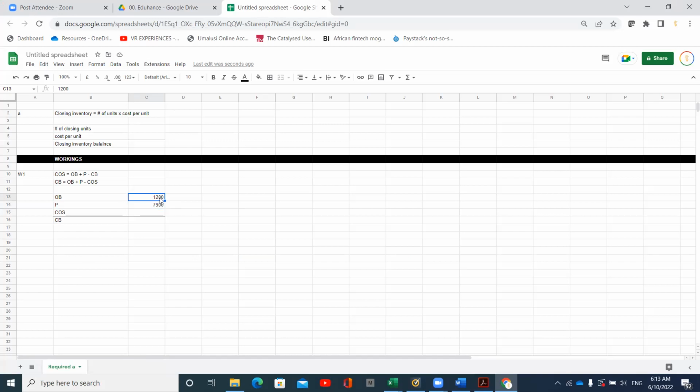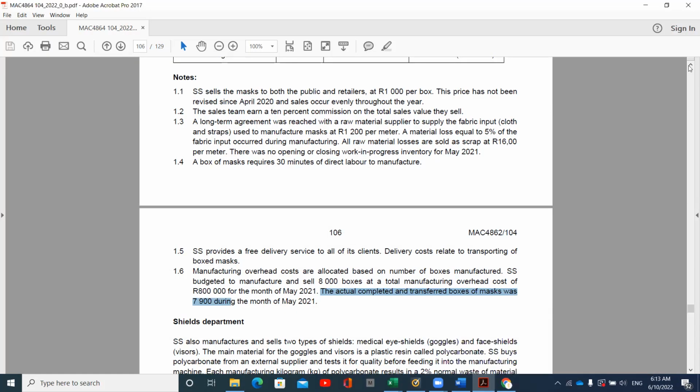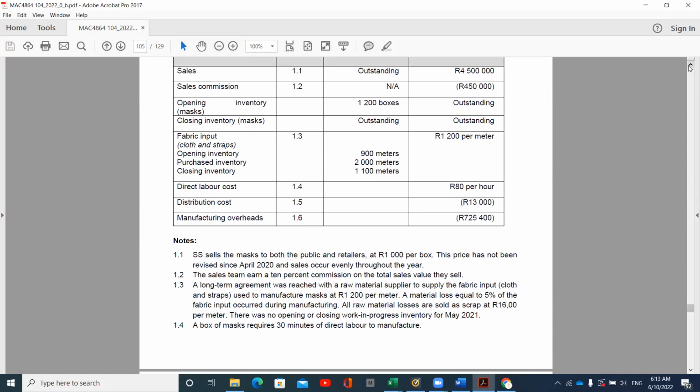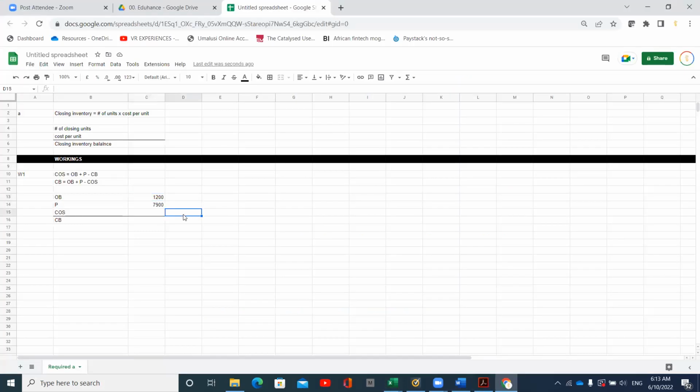Now we need the sales value. How many units were sold? What do we know? We know that this is the sales value, and we know each box is 1,000 Rand. So that must tell us how many units we must have sold. So that means we can simply say 4,500 divided by 1,000 Rand per box, and that will tell us how many units were sold.